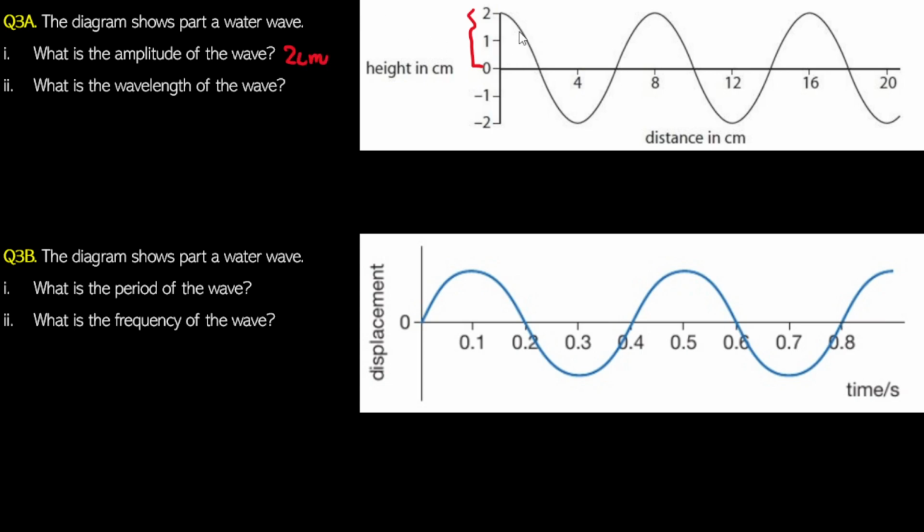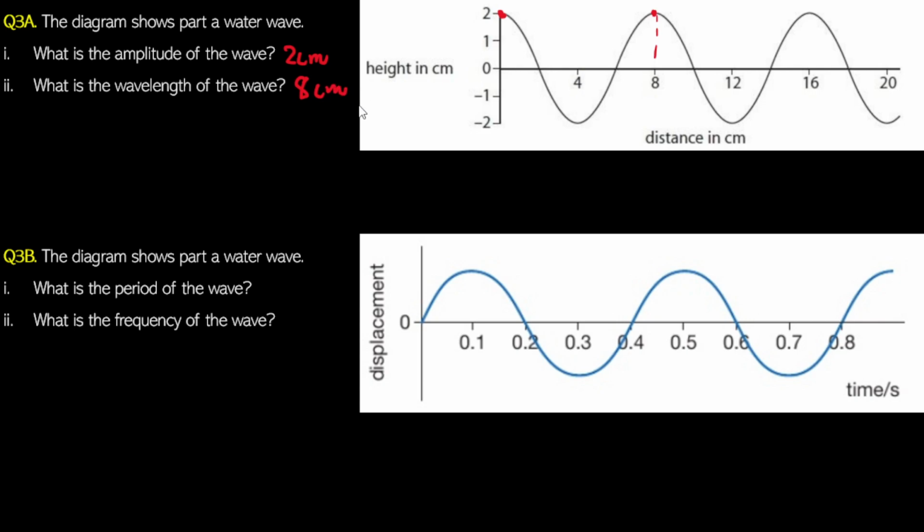Sometimes students tend to make the mistake of trying to count the whole thing, which is wrong. Now, what is the wavelength of a wave? For the wavelength, you start at one position and you stop counting when you reach the same point on your wave. So let's talk about it. This starts at 0, it ends at 8 centimeters, so it is 8 centimeters.